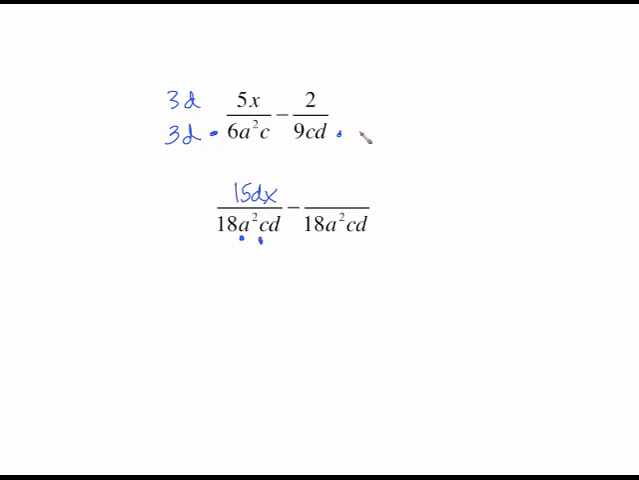Same thing over here. What you're going to multiply 9 by to get 18 is 2. This has got a c, so we're good there. We have the d, we're good there. What we don't yet have is a squared, so that's what I'm going to have to multiply. So top and bottom by 2a squared. Multiply here is 4a squared.